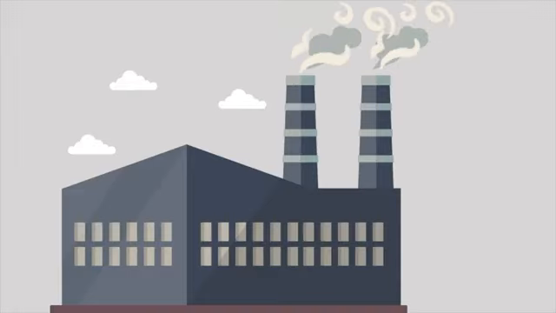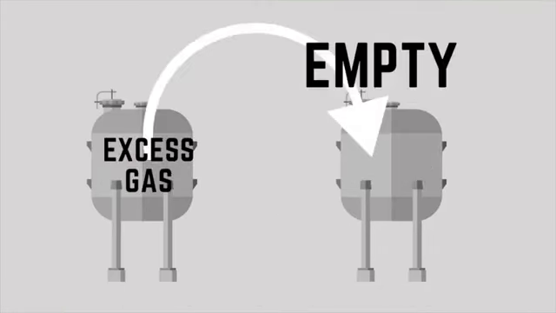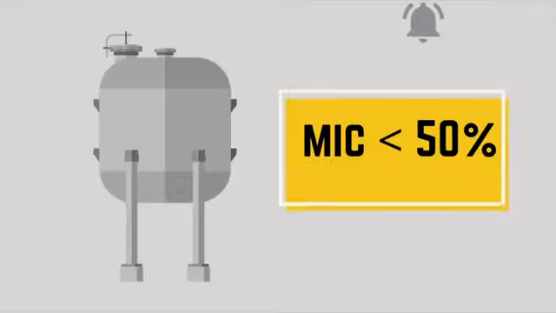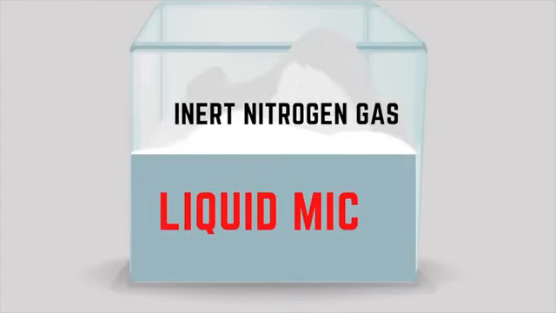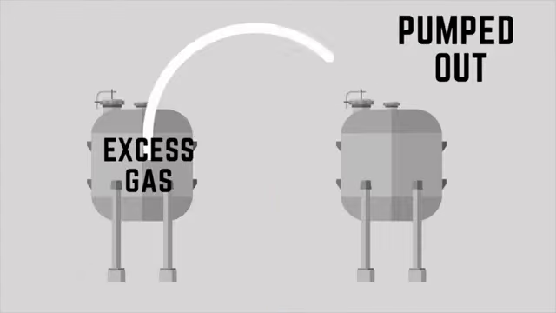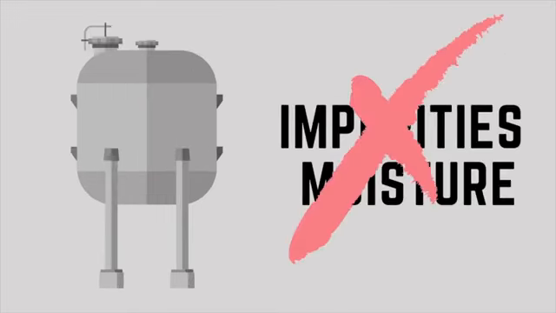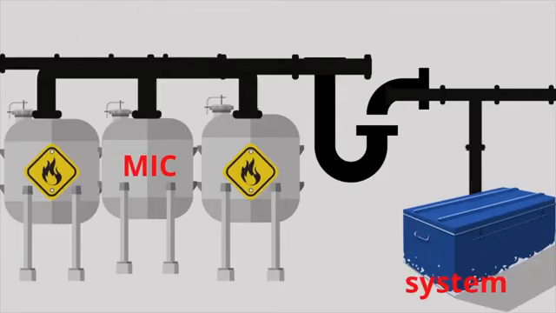The company had 3 underground storage tanks which stored MIC. One tank among them should be kept empty as a backup, so that it could store the excess gas from a nearby tank. The storage tank should maintain a level of MIC less than 50%, by pressurizing it with inert nitrogen gas. This pressurization allowed liquid MIC to be pumped out of each tank as needed, and also kept impurities and moisture out of the tanks. A refrigeration system was meant to cool tanks containing liquid MIC.